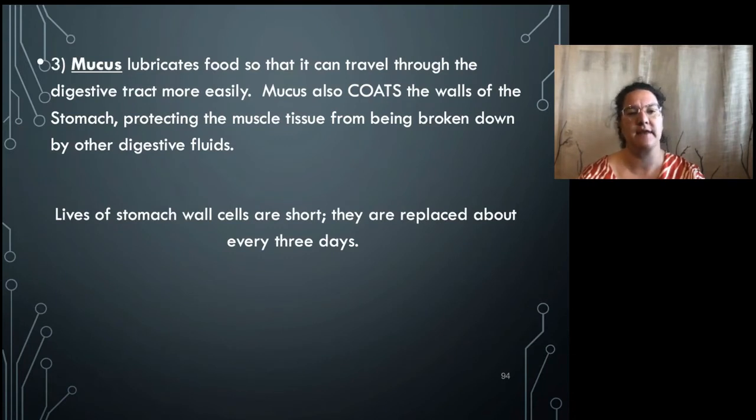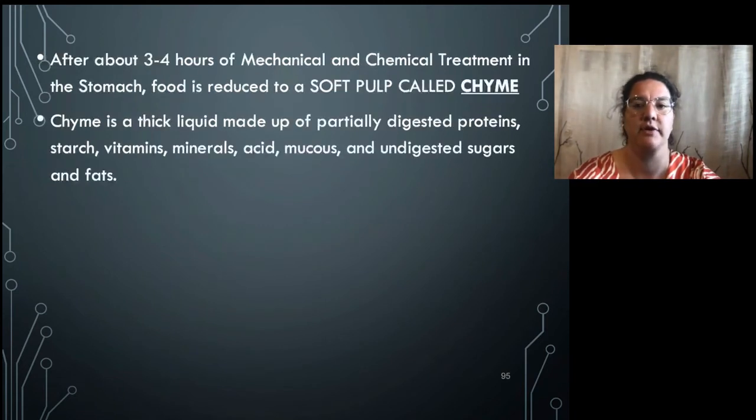So mucus, part of the gastric juices, lubricates the food so it can again easily travel through the digestive tract. It also coats the walls of the stomach, protecting them from the acid and the other digestive juices. The stomach wall cell lives are very short and are replaced about every 3 days because they're in a highly acidic environment with, again, those digestive juices. So it's a very rapid cellular turnover.